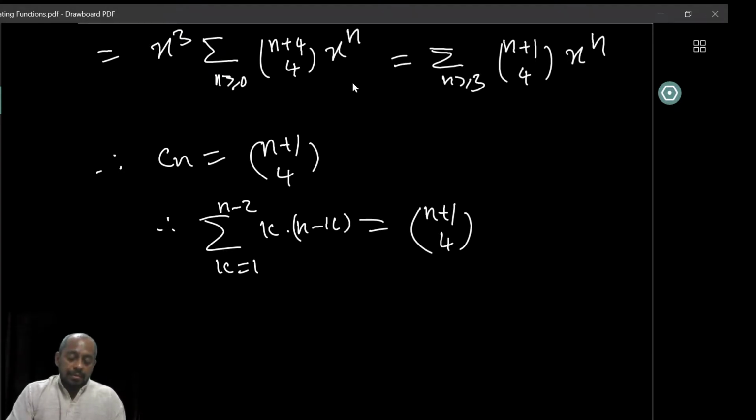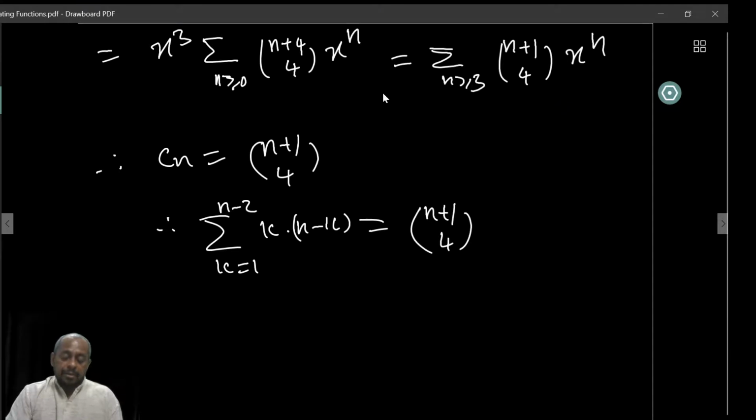Okay. So then because of the shift, instead of x raised to n, I want x raised to n minus 3. So that will be n plus 1 choose 4 for n greater than or equal to 3, because we know that we need at least 1 for k and 2 for the labs, right? So therefore you get Cn is equal to n plus 1 choose 4.